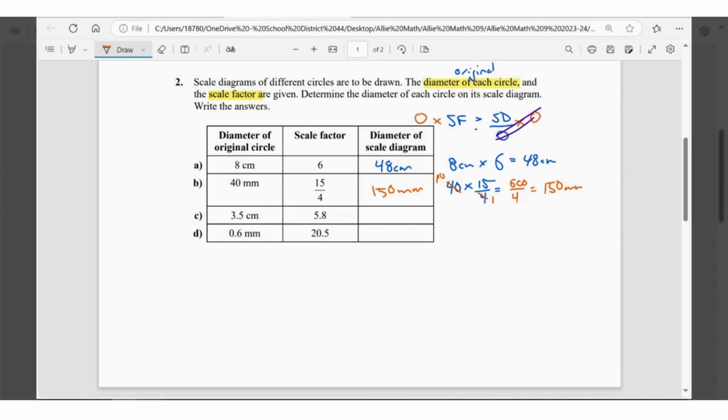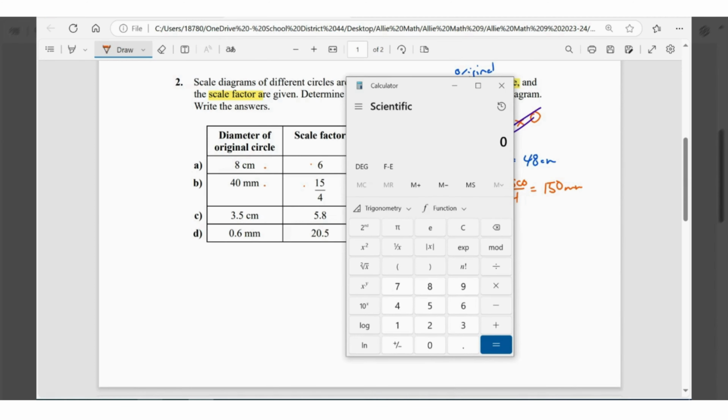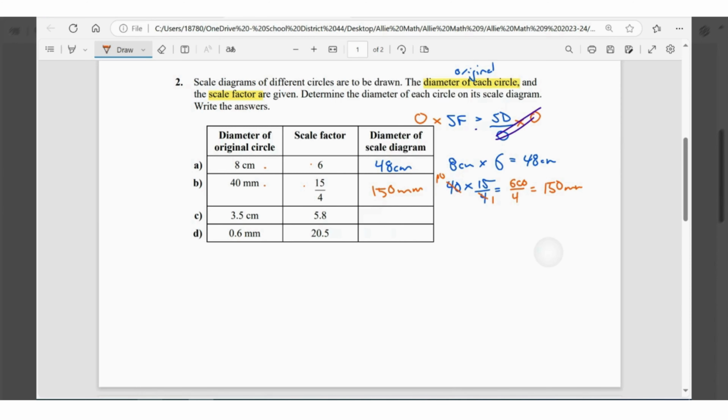And our next ones, you can see we're just doing this one times this one times this one. I'll use my calculator for this one. We're looking at 3.5 times 5.8. So our original times our scale factor, 20.3.